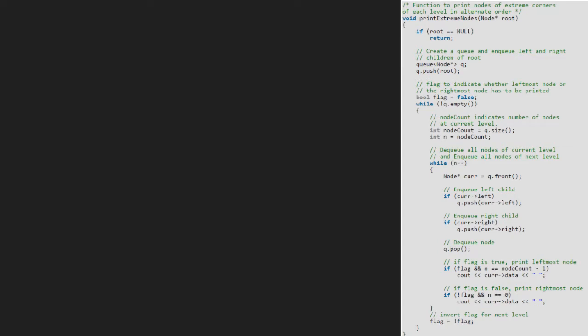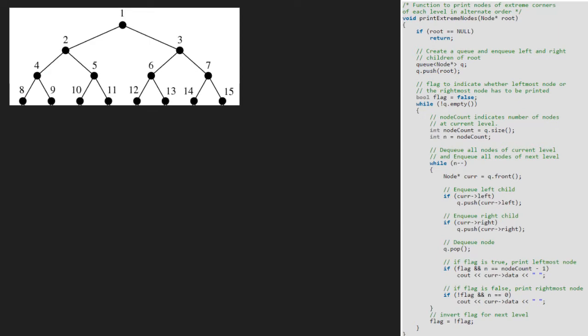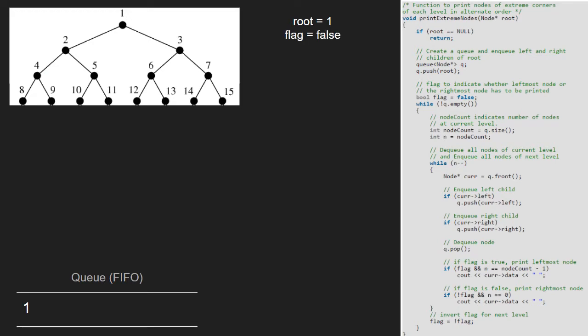Let us also take a sample tree to test our algorithm. We pass the root node, which is 1, into function print extreme nodes, so root will point to 1. Note that we are using a queue data structure. We push the root node, which is 1, into the queue. Also, we initialize a flag variable to false. Since the queue is not empty, we enter the while loop.